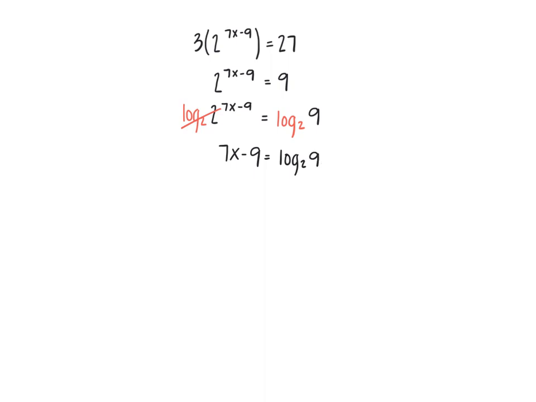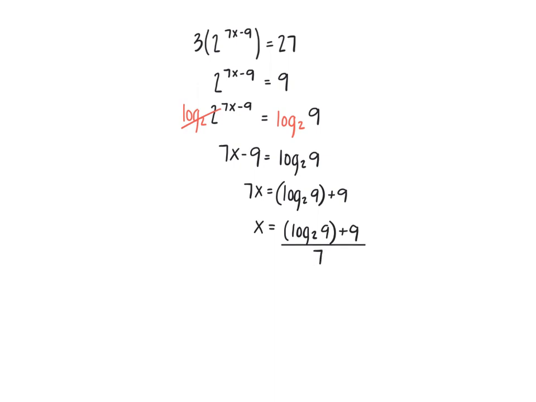Now we're going to solve for x and isolate it. So I get 7x is equal to log base 2 of 9 plus 9. And then I divide both sides by 7. So I get log base 2 of 9 plus 9, all divided by 7.